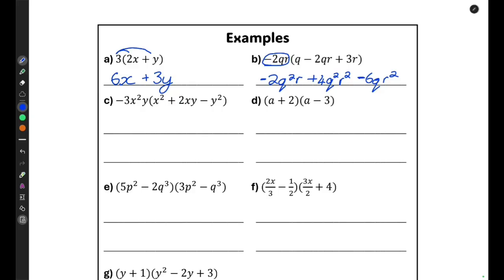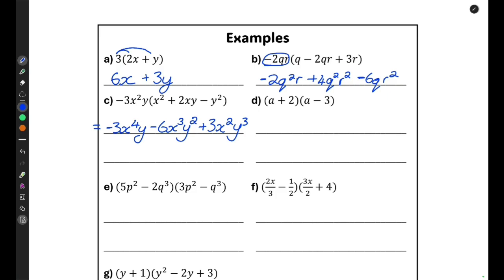Okay, question C. Again, I'm going to multiply the minus 3x squared y with everything. So this will give me minus 3x to the power 4, y, and then minus 6x to the power 3, y to the power 2. Then plus 3x squared y cubed. Okay, it does not look like there's like terms, so that is my final answer.